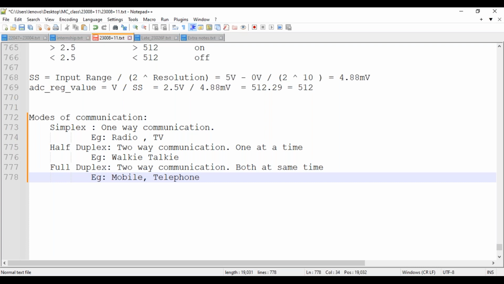To understand the communication protocols, these terminologies are important. If I say a communication protocol is simplex or half duplex, you have to understand how the communication is happening. So remember: the three modes of communication are simplex, half duplex, and full duplex. Simplex is one-way communication. Half duplex is two-way communication, but only one can communicate at a time. And full duplex is two-way communication and both can communicate at the same time. Understood this?